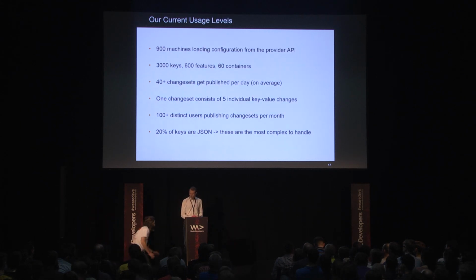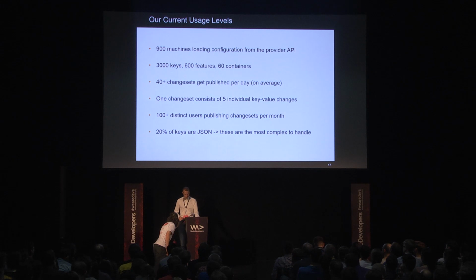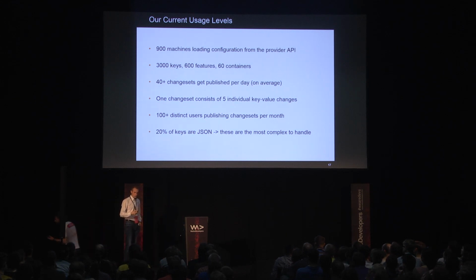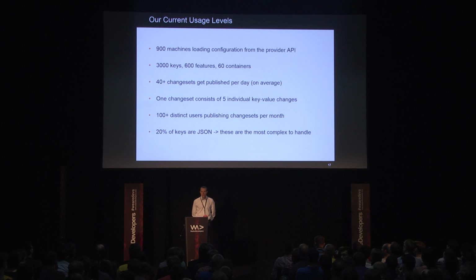So what is our current usage level? Who is using the system? What are our experiences with it? We have 900 machines loading the data from different environments. 600 from production, 300 from different development test environments. You see we have quite some number of keys and features, containers. About 40 change sets get published per day on average.